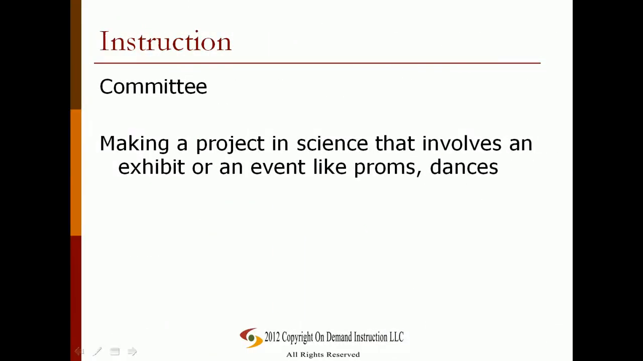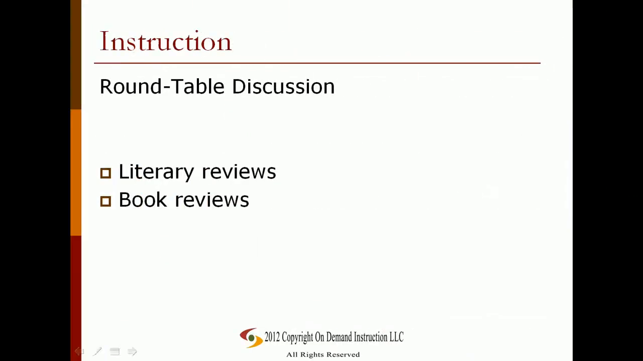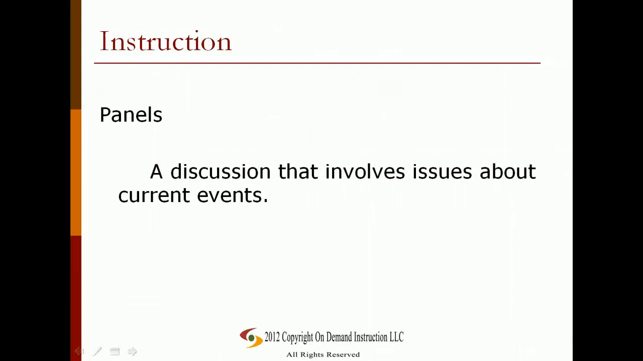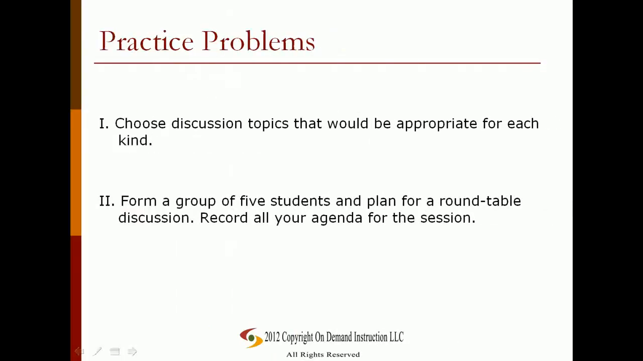Right now, for example, you can use a committee for making a project in science where it involves an exhibit or an event like proms, dances, and the like. For roundtable discussions, examples include being in a class or a club where you discuss literary pieces and reviews. In panels, an oral presentation is an example where a discussion involves issues about current events. Examples of a symposium include a science fair where the school invites guests to discuss science and technology. They can be scientists or experts in this field.